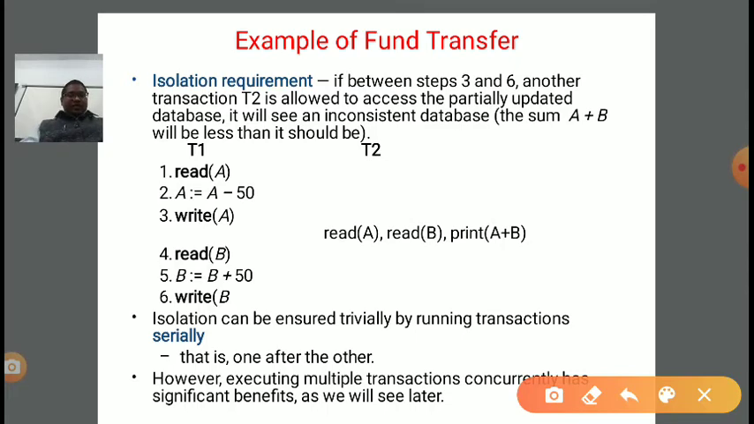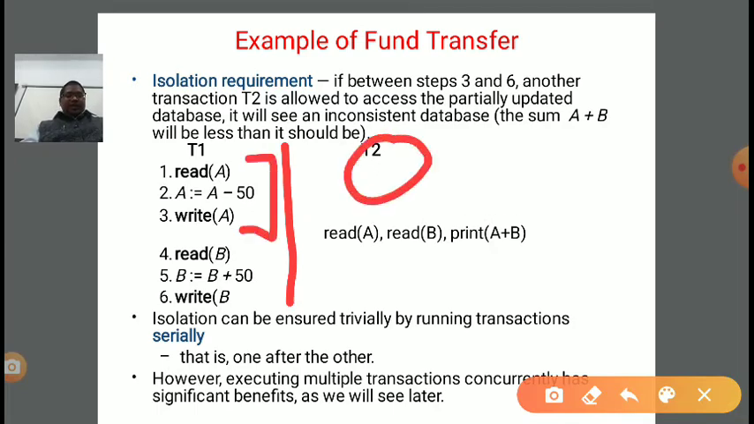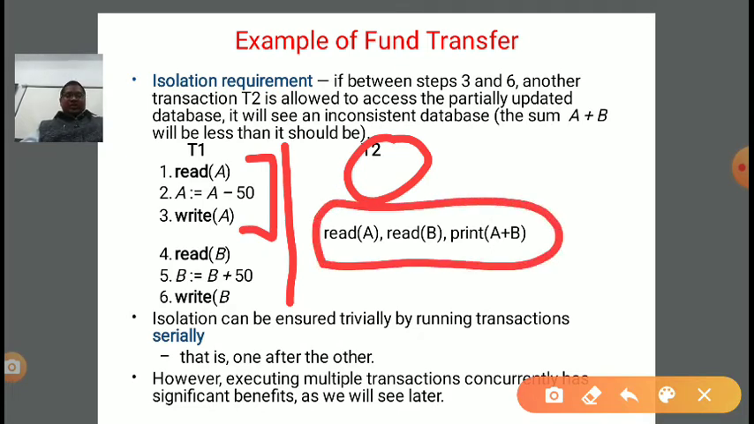So if you see, if between step 3 and 6 another transaction T2 is allowed, this is the T1 transaction and this is the T2 transaction. So after step 3, before the fourth step, in between we are performing transaction T2. If T1 steps and T2 steps are not influencing each other, it means they are isolated, right? See, if T2 is allowed to access the partially updated database, it will see an inconsistent state.